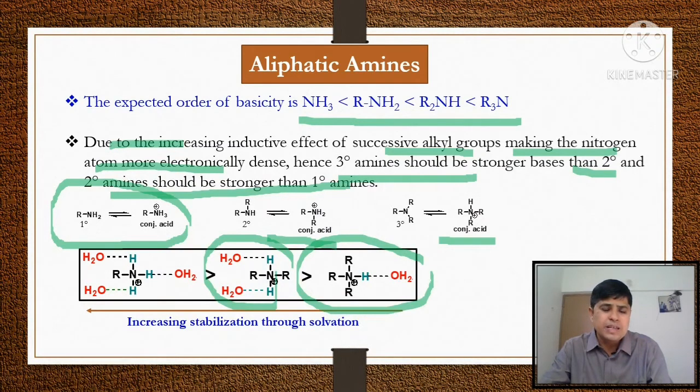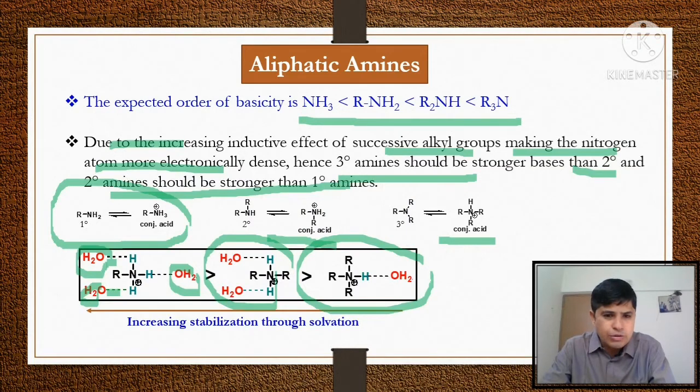So if we see, the conjugate acid of a primary amine is more stabilized than the conjugate acid of a secondary amine, and the conjugate acid of a secondary amine is more stabilized than the conjugate acid of a tertiary amine. Why? Because in case of the conjugate acid of a primary amine, there are three solvent molecules like water forming intermolecular hydrogen bonds with these three hydrogen atoms.